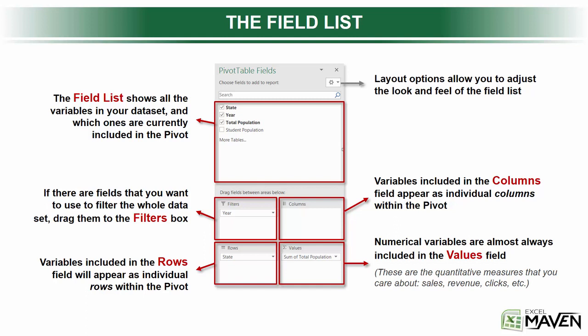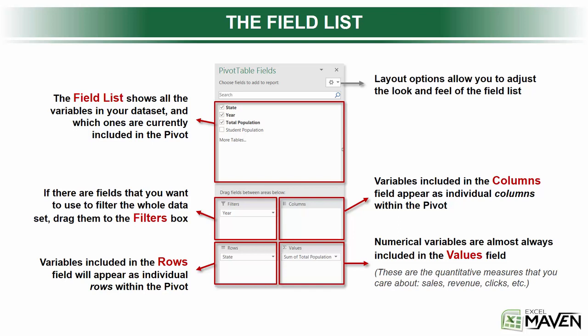So I actually like to start in the lower right box and drag in any quantitative or numerical fields that I care about analyzing. In other words, these are the metrics that I can count, things like sales, revenue, population, clicks, etc. In the example shown here, we only care about total population. Now the next step is determining how we want to summarize those values. Do we want to see total population by state, by year, by something else?